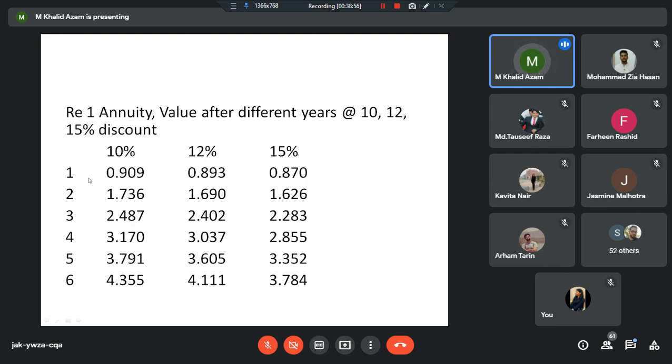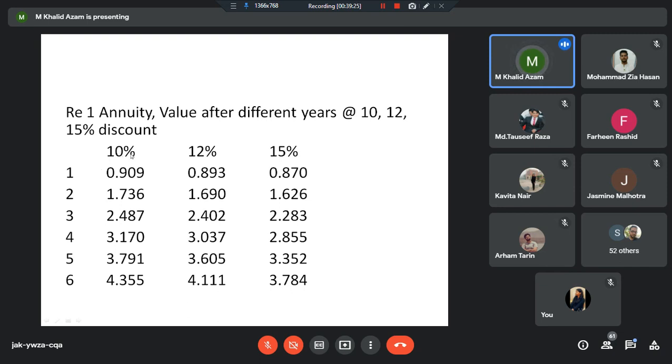Because it is not only 1 rupee you are receiving. By this time you have received 2 rupees, by this time you have received 3 rupees. 1 rupee here, 1 rupee here, 1 rupee here. So it is 3 rupees, and this is the present value of 3 rupees: 2.487. At the end of the 4th year, you are receiving 1 rupee more. So you are getting 1, 2, 3 and 4, so you are getting 4 rupees.